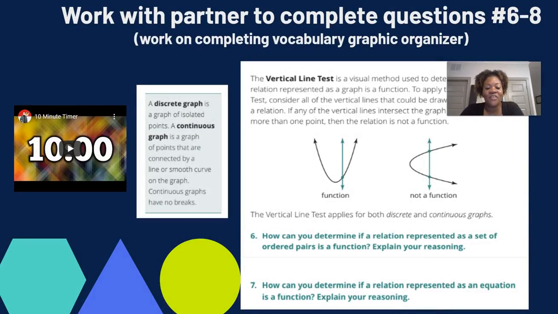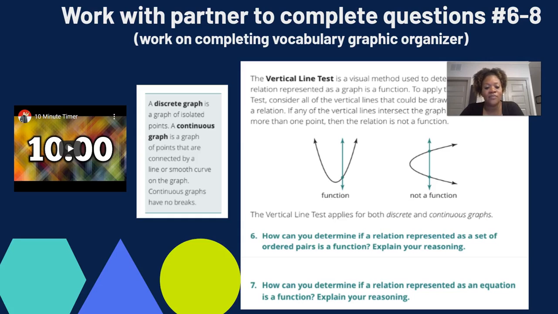All right, we're back with this particular slide where you're going to continue to work with your partner to answer questions 6 through 8. With questions 6 through 8, you have about 10 minutes. And remember, any of the bolded words are vocabulary that you want to ensure that you're adding to your graphic organizer. It states a discrete graph is a graph of isolated points. So when you think about discrete, think about disconnected. If they're isolated, that means they're not connected and they're alone.